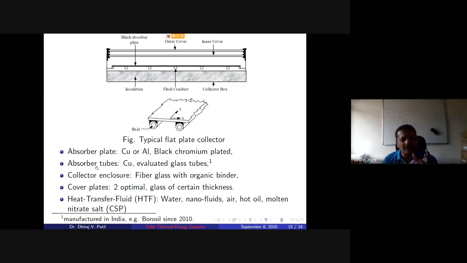If you look at the absorber tubes, we are having these evacuated glass tubes also nowadays, and in India, manufacturing has been started by Borosil, since 2010. Earlier we used to import, and now it is not that expensive. The evacuated glass tube that you get is not very expensive. You can search the web to find out more about Borosil. So this is a simple treatment. I didn't want to make it complex with the heat transfer and how you analyze this.